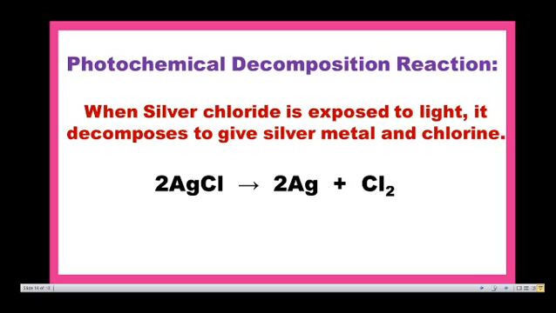The next one is photochemical decomposition reaction. So here light is the energy. Light energy is supplied to split up the compound. Silver chloride is taken and it is exposed to light. It decomposes and produces silver metal, and chlorine gas is liberated. So these are the few examples of decomposition reaction.